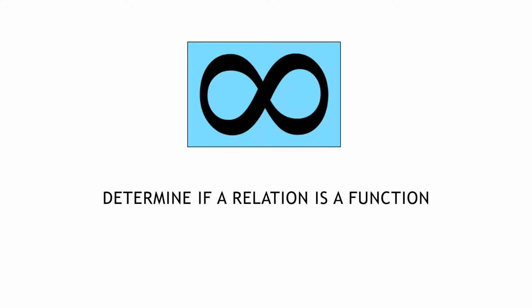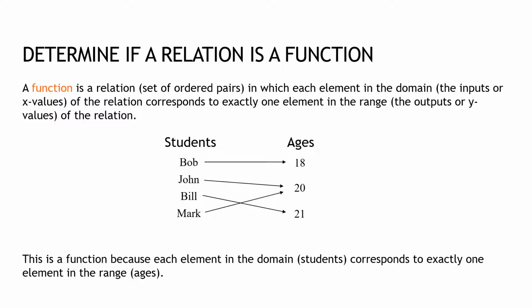So let's switch gears a little bit now and start talking about section 2.3, which is about relations and functions. So first we're going to determine if a relation is a function. A relation, first of all, is just a set of ordered pairs. And as you can see here, your ordered pairs don't have to be ordered pairs of values.